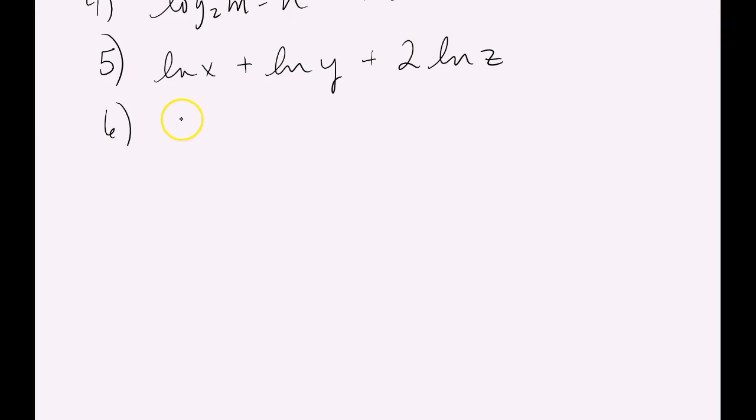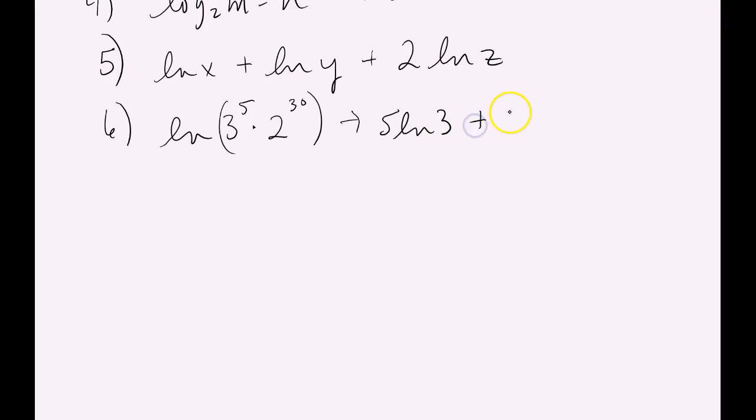Okay, so on this one, I'm going to first distribute that 5 so that it looks like this, the natural log of 3 to the 5th and then 2 to the 30th, okay? I'm going to distribute it first, then I'm going to break that apart so that it is 5 natural log of 3 plus 30 natural log of 2.